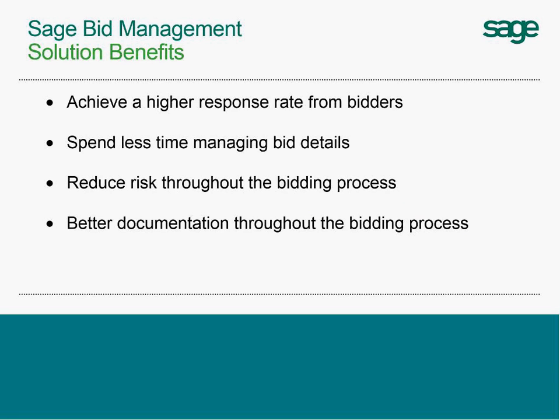Some of the major benefits you'll get with Sage Bid Management is it allows you to achieve a higher response rate from your bidders by more efficiently managing all aspects of the bid process. You can spend less time managing bid details and more time choosing the best bid from those that have been sent to you. And you can save money and ensure profitable projects by minimizing oversights throughout the bid management process. We can reduce risk throughout the bid process as well by monitoring all activities, including vendor certifications and qualifications, and leaving more time for vendor and sub-selections and negotiating on the best terms.